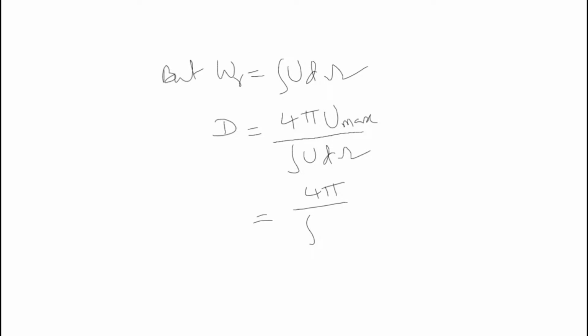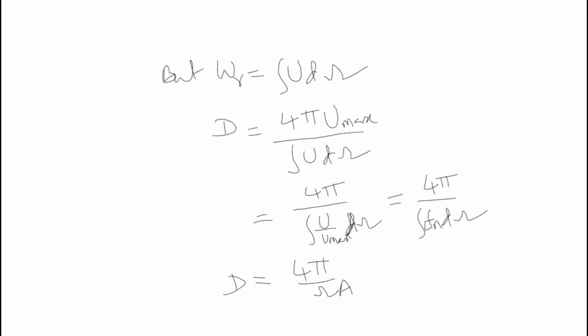You can write this as U by U max. If you send this part into the denominator, it becomes integral of U by U max into d omega. This is nothing but the normalized function, or normalized value. So 4 pi integral fn d omega equals 4 pi by omega a. That is D. D is equal to 4 pi by omega a. This is the relationship between directivity and beam area.